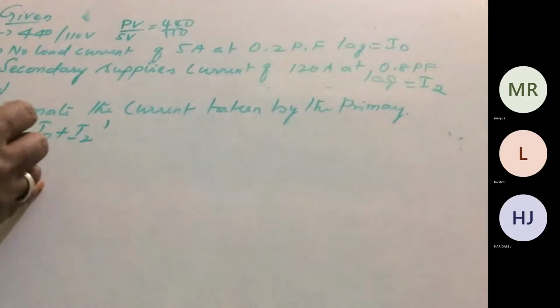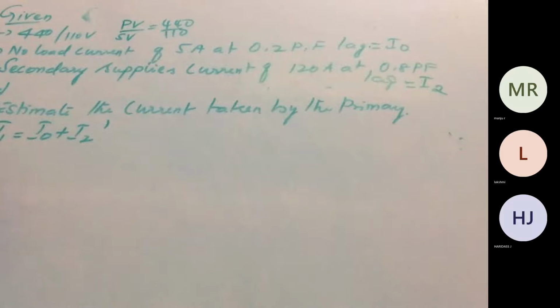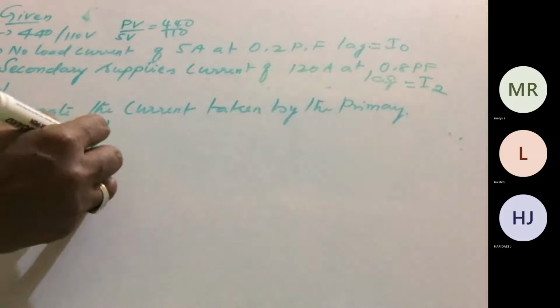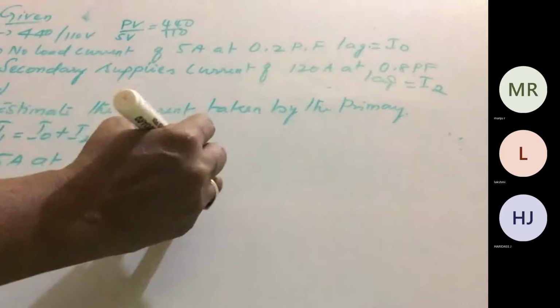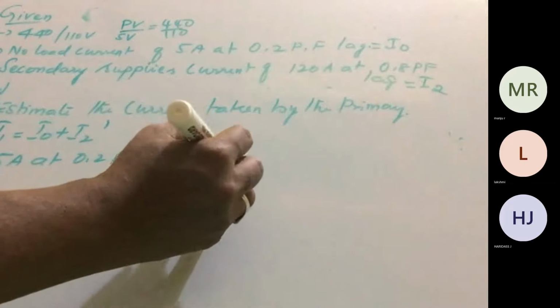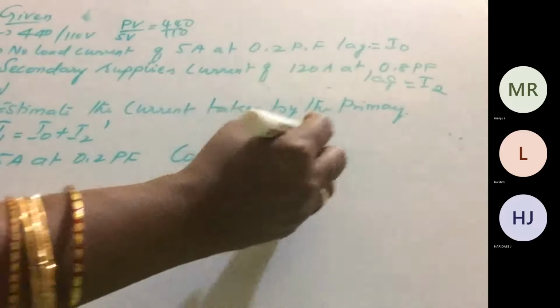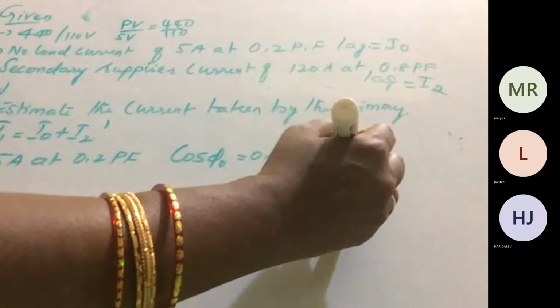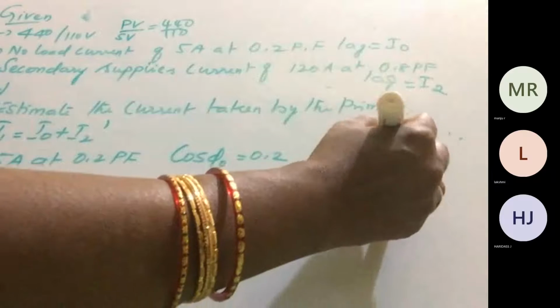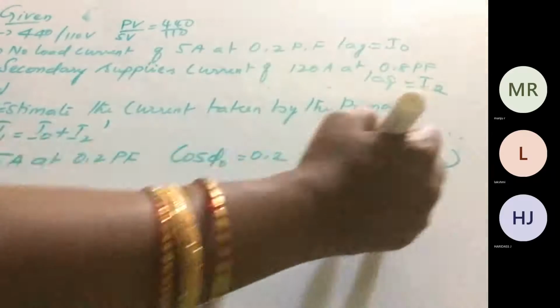Okay. So in that, I0 is given: I0 equal to 5 amps at 0.2 power factor. That is, cos phi naught is given as 0.2. From that you have to calculate phi naught. That is cos inverse of 0.2. How much?